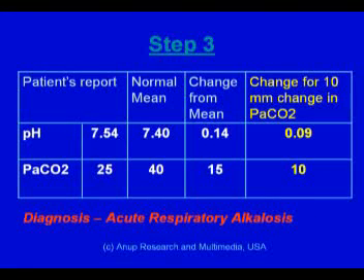Now the patient's pH is 7.54, so it is 0.14 above the mean. Patient's PaCO2 is 25, the normal mean being 40, so the PaCO2 is decreased by 15. So let's do the math now. For 15 millimeter change in PaCO2, the pH has increased by 0.14. So for 10 millimeter change in PaCO2, it will change by 0.09.